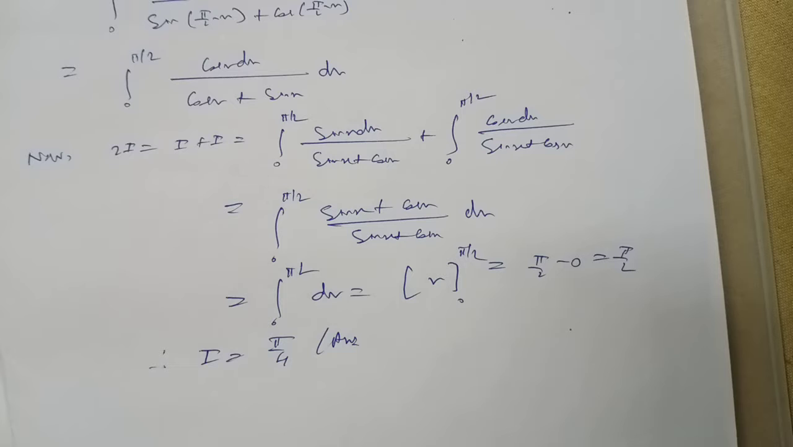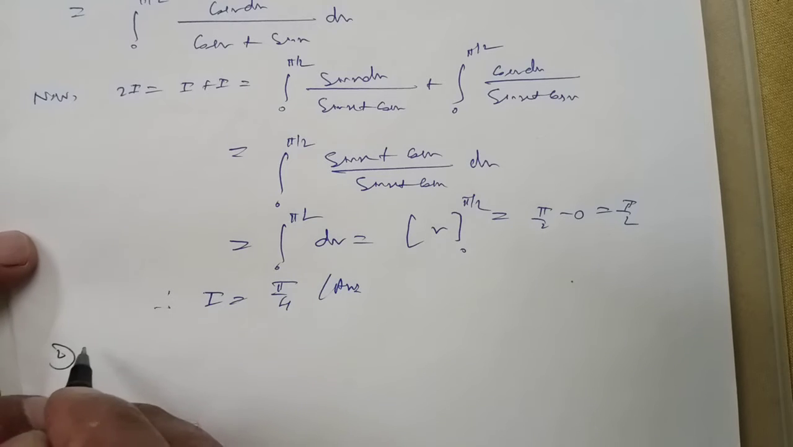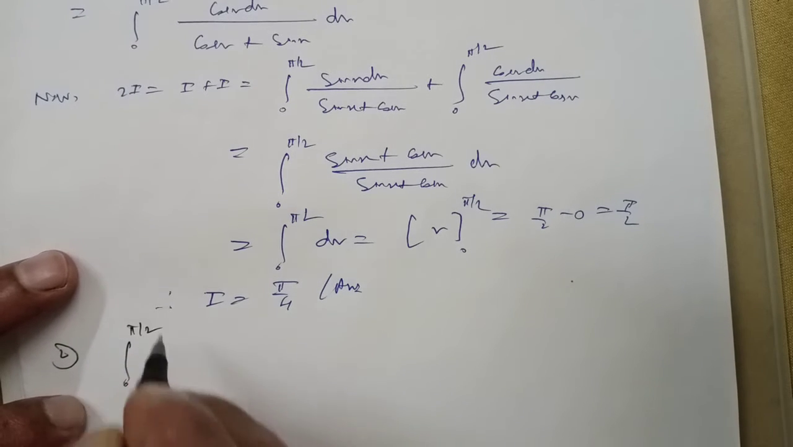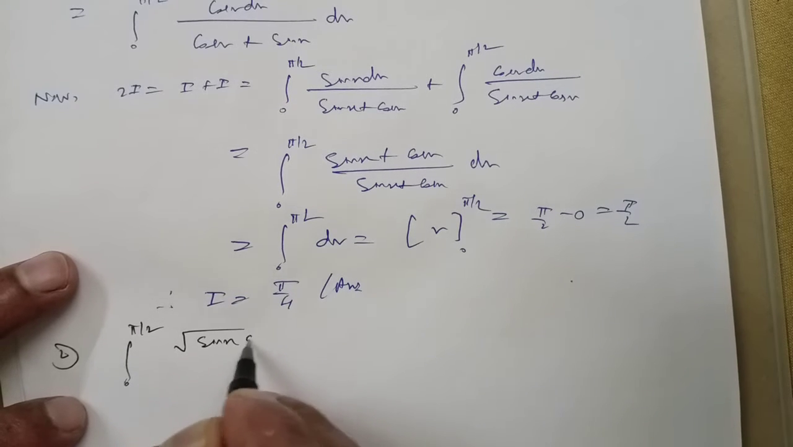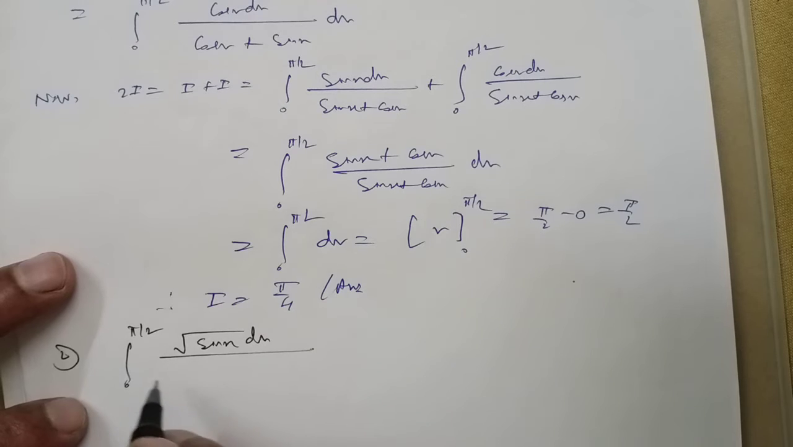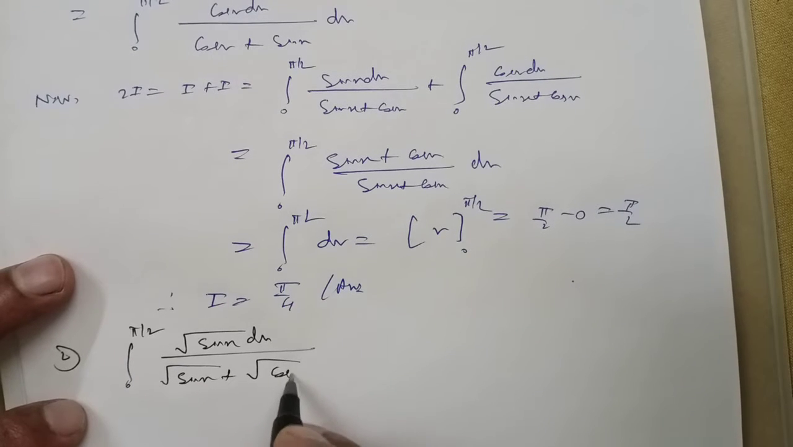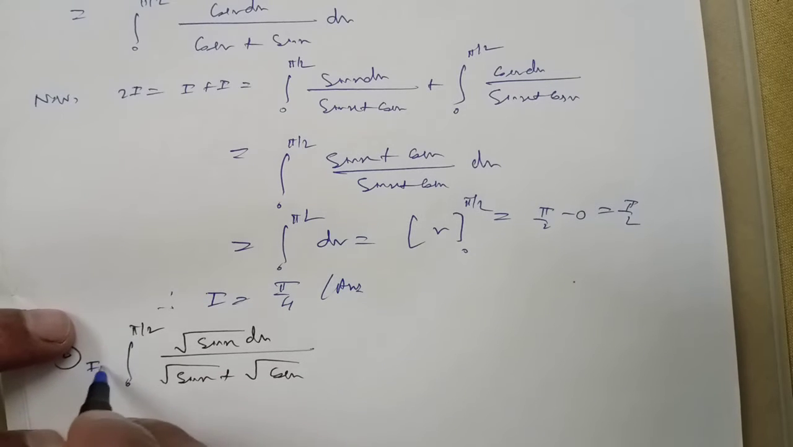Let us solve our second problem. Second problem, similar one, just there is some radical sign: root over of sin x dx by root over of sin x plus root over of cos x. So let us start this with I equals to this.